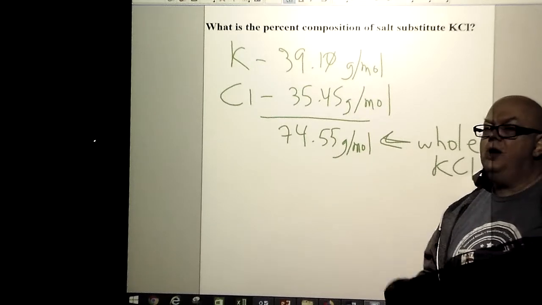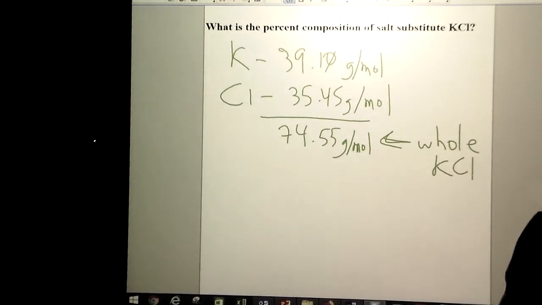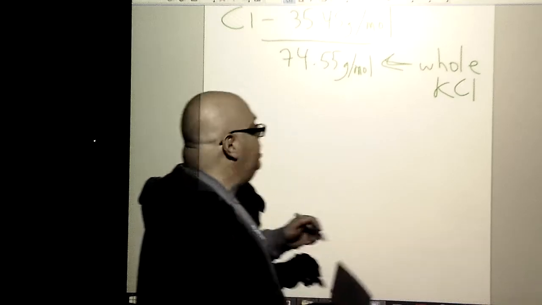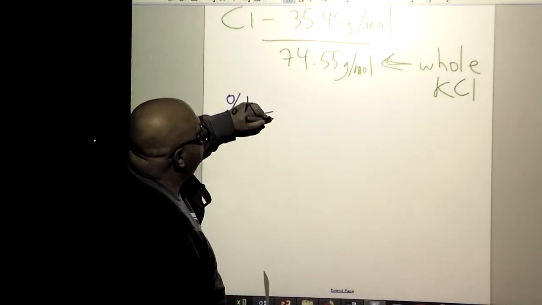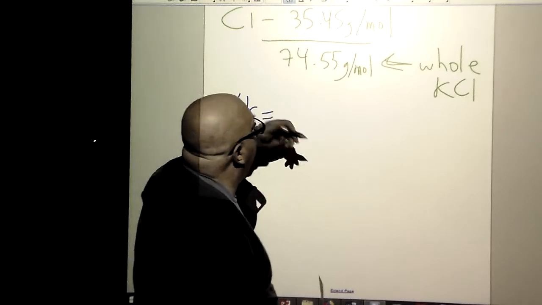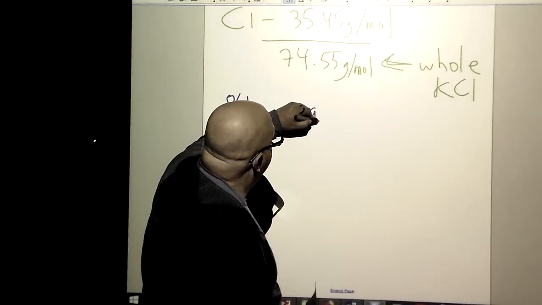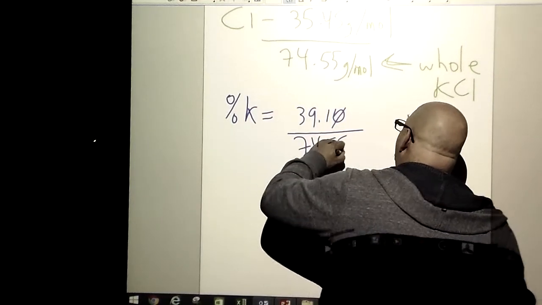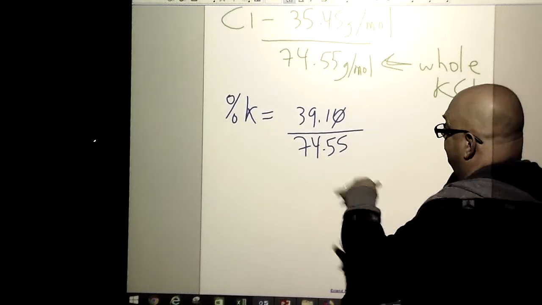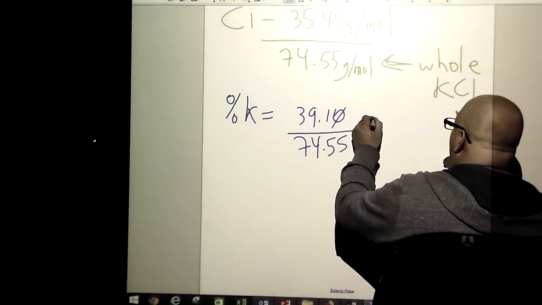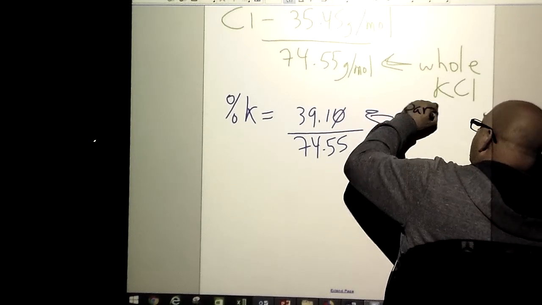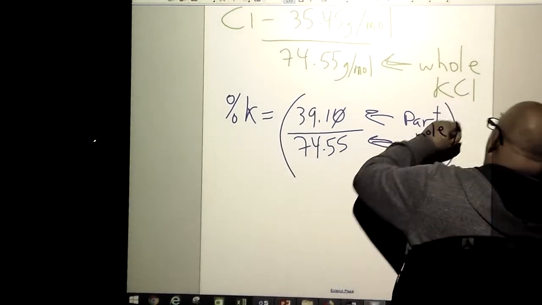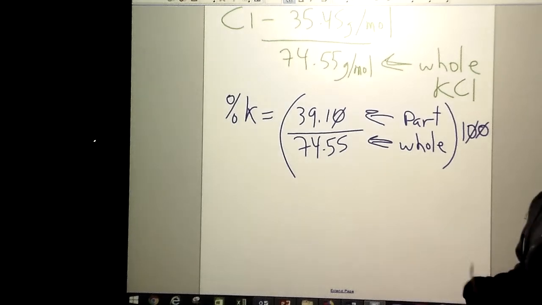Now, for the final answer, are you going to have grams per mole? No. They're going to cancel each other out. This is a percent that we're looking for. So now we can ask, what is the percent of the potassium? Well, remember, again, it's the part over the whole. What's the part? 39.10 over 74.55. Notice I didn't bother with the grams per mole. Those units cancel each other out. This is the part, and this is the whole. And remember, we are going to multiply this times 100 to get our percent.